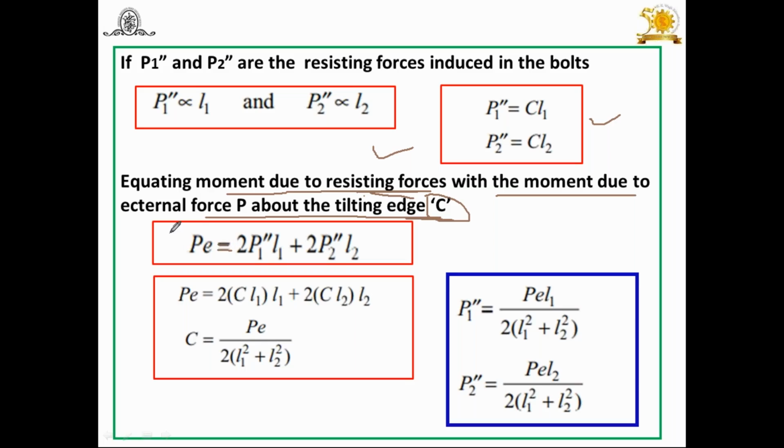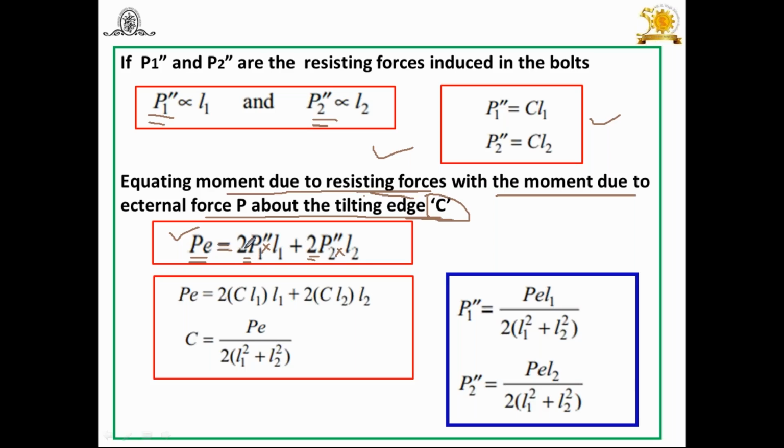So what we are going to write? P into E. This is because of the force P, that is PE, and we have to equate it with the moment due to resisting forces. Resisting forces means P1 double dash, P2 double dash. So here we are going to write P into E is equal to 2 into P1 double dash into L1 plus 2 into P2 double dash into L2. Why 2 here, which is used? So how many bolts? In one row, 2 bolts.